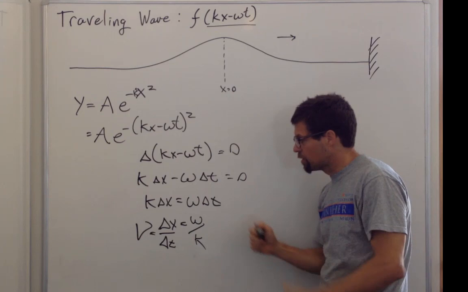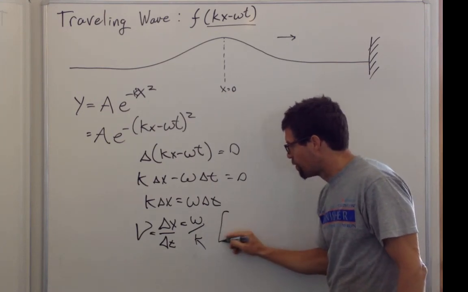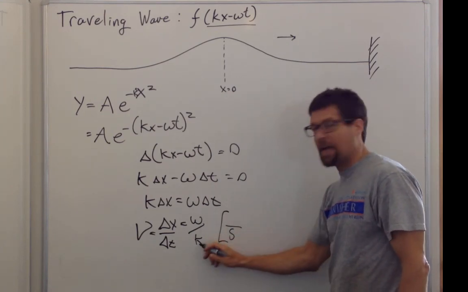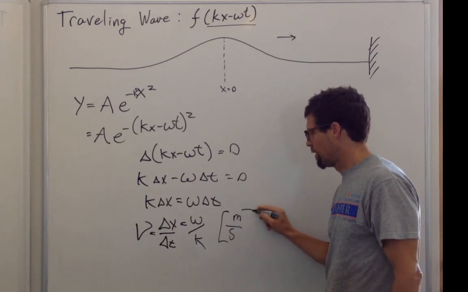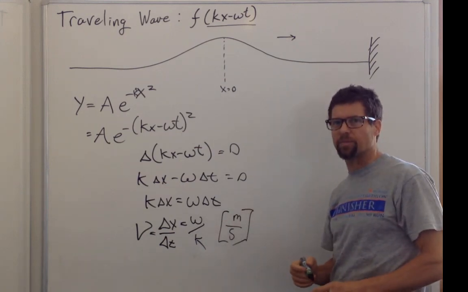We'll check the units. Omega is per second, and k is per meter. And so we like that. This is meters per second.